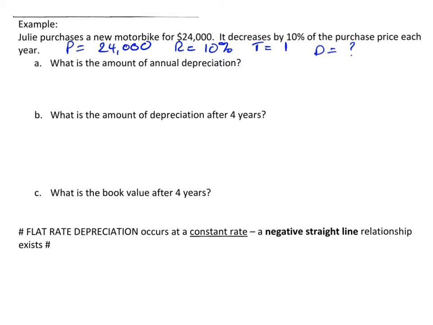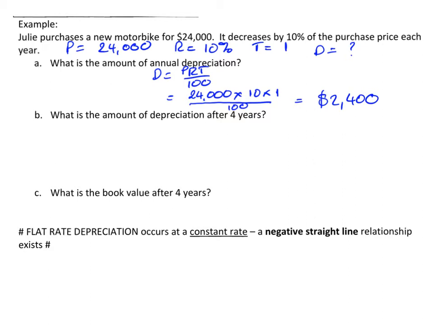What was our rule again? D is equal to PRT over 100. So the depreciation here would be 24,000 times the rate, which is 10, times by 1, because it's for 1 year, all over 100. Pop that into your calculator, or you solve. Remember, we use solve for simple interest, and you get $2,400. So that's how much it depreciates each year.